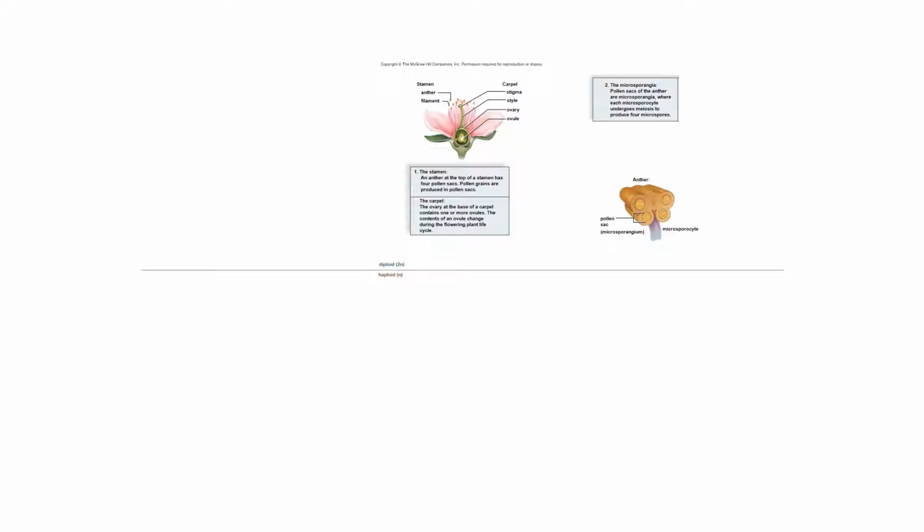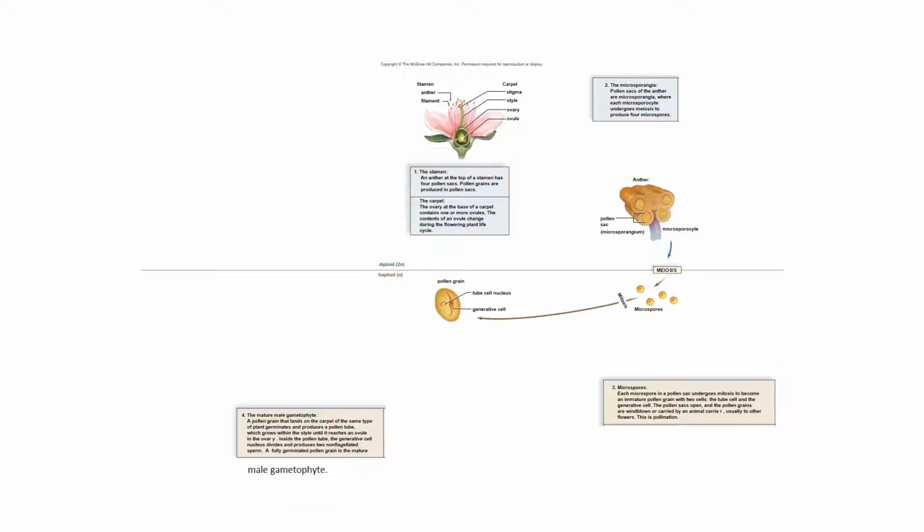And then you've got microsporangia, and so you've got pollen sacs of the anther, which are microsporangia. Okay. So you've got microspores being made, and these microspores are going to undergo mitosis, so they're going to divide themselves, and they're going to become these pollen grains. They're really mature, and they've got two cells. Okay. And the pollen sacs are going to open, and the grains are going to be basically blown around in the wind or carried by animals, and that's going to be pollination.